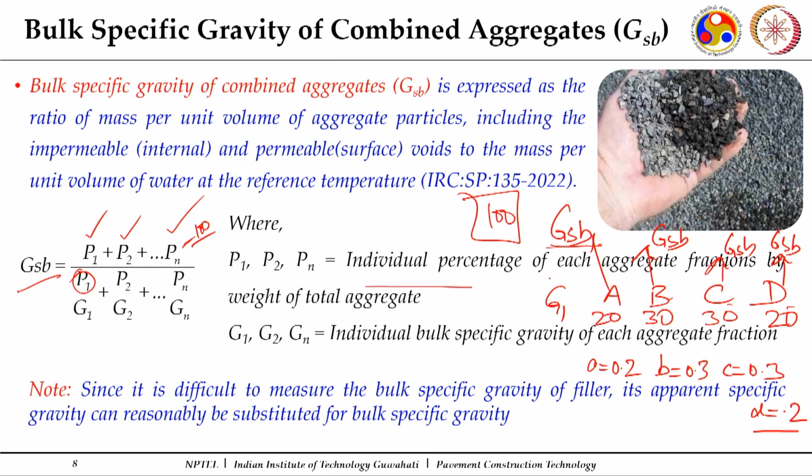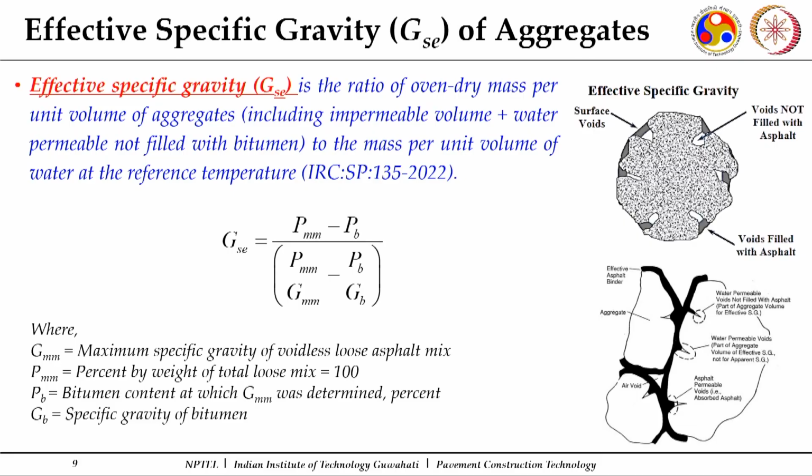So P1 is the individual percentage of each aggregate fraction by total weight of the aggregate, and G1, G2 are the individual bulk specific gravities. So once this is there, you work out the individual bulk specific gravities of each stockpile, and then you determine the combined bulk specific gravity of that blend. There is another thing. This is when I am using water and I am seeing the water absorption, so I got my bulk specific gravity.